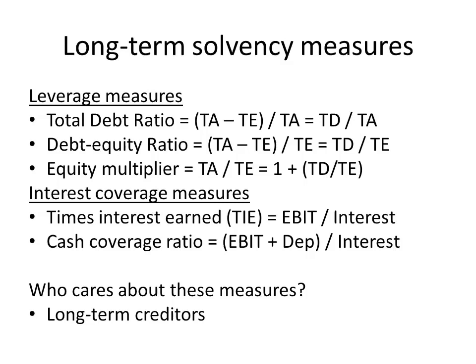But there's a problem. EBIT still has depreciation in it. And remember, depreciation is a non-cash expense. And so we have the cash coverage ratio where we add back depreciation. So which one of these is more conservative? Definitely times interest earned because it doesn't add back depreciation.